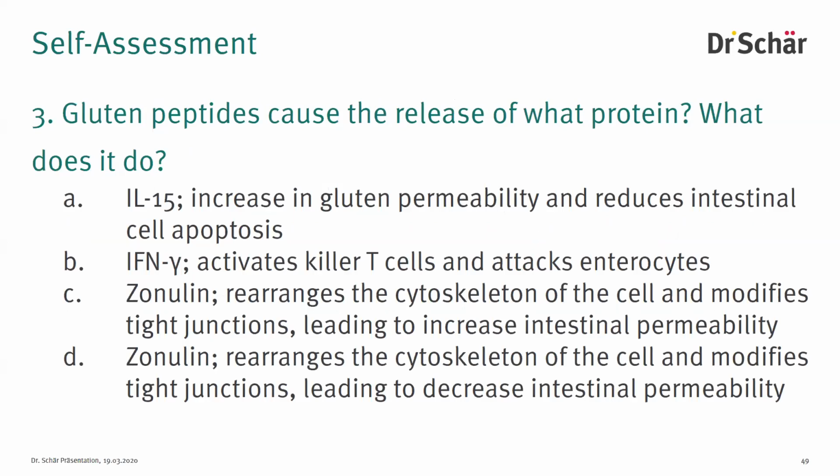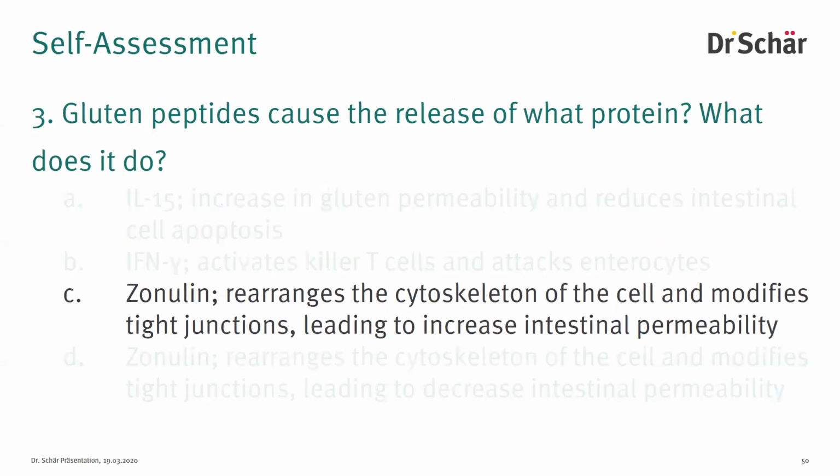All right, gluten peptides cause the release of what protein? And what does it do? All right, some mixed answers, but for the most part, I'm seeing the correct one. The correct answer is C. Zonulin rearranges the cytoskeleton of the cell and modifies tight junctions, leading to increased intestinal permeability.